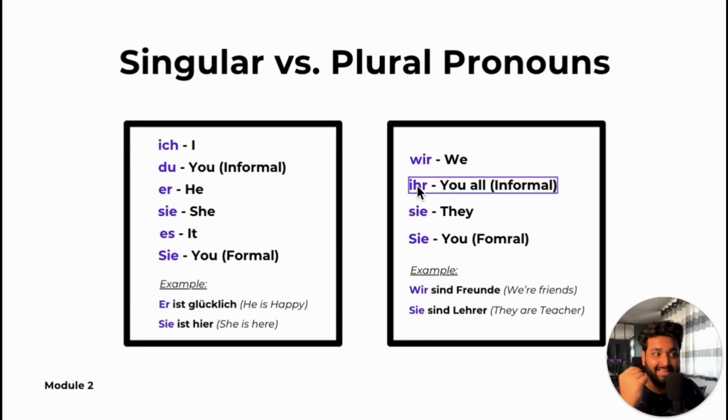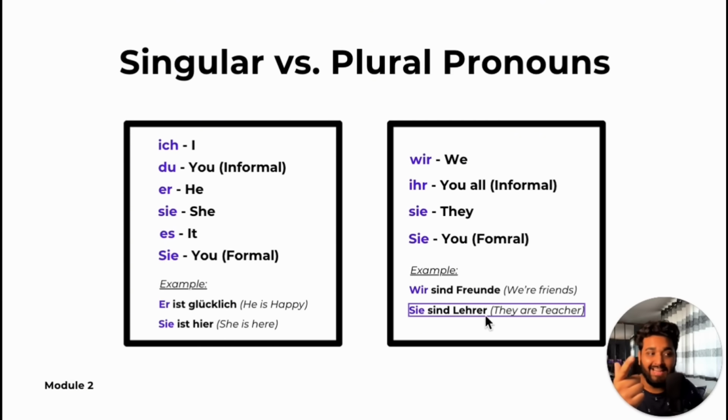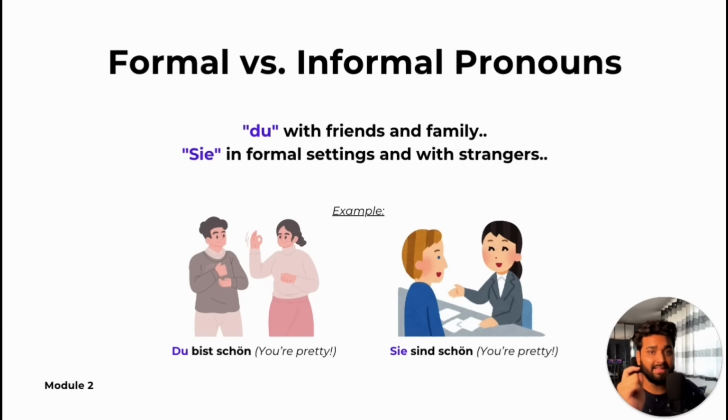On the other hand, let's see some plural pronouns. Wir, ihr, sie, Sie. Wir, we. Ihr, you all, like all of you guys. Sie, they. Sie, you, formally. Like if there are lots of people you should respect, then you will also say Sie, formally and for the plural case. For example, wir sind Freunde. We are friends. Sie sind Lehrer. They are teachers.